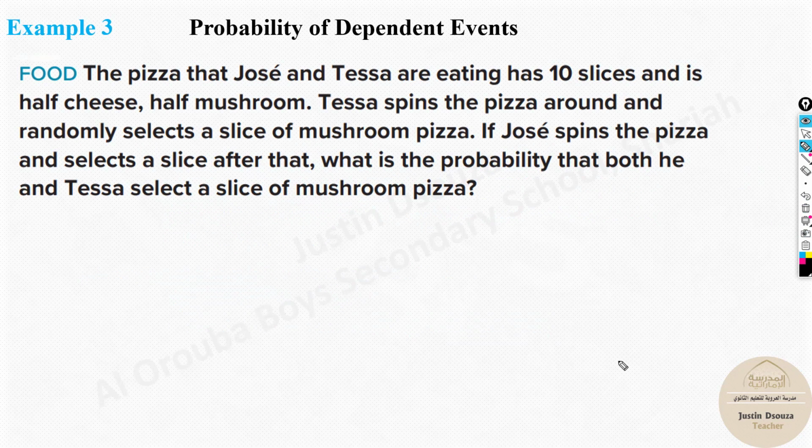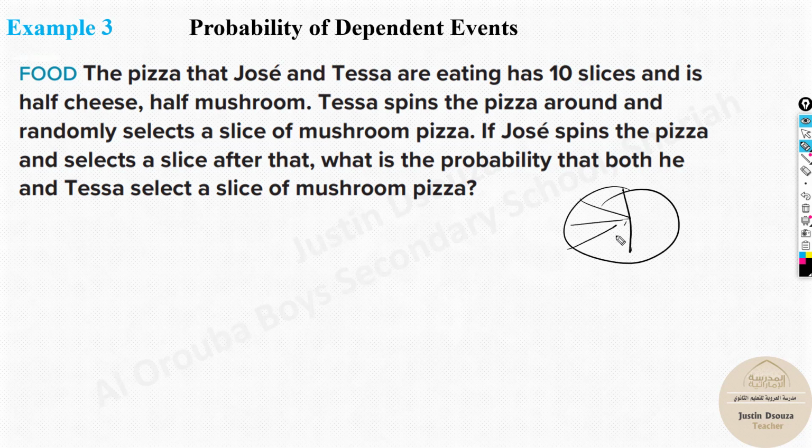Now we will solve this problem and I'm sure you'll understand very well. The pizza that Jose and Tessa are eating has 10 slices and is half cheese and half mushroom. Tessa spins the pizza around and randomly selects a slice of mushroom pizza. If Jose spins the pizza and selects a slice after that, what is the probability that both he and Tessa select a slice of mushroom pizza? Now, what's happening here? There are totally 10 slices of pizza.